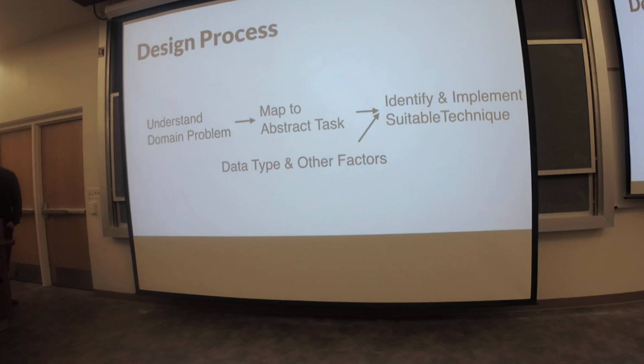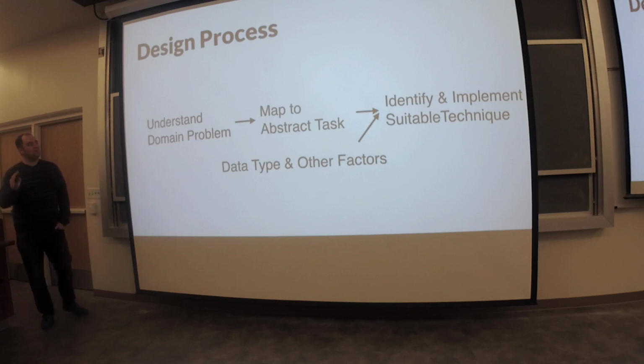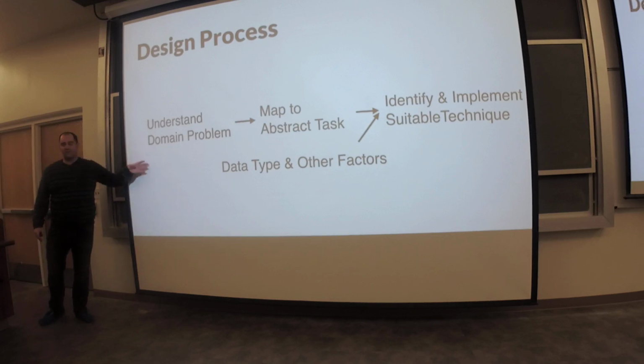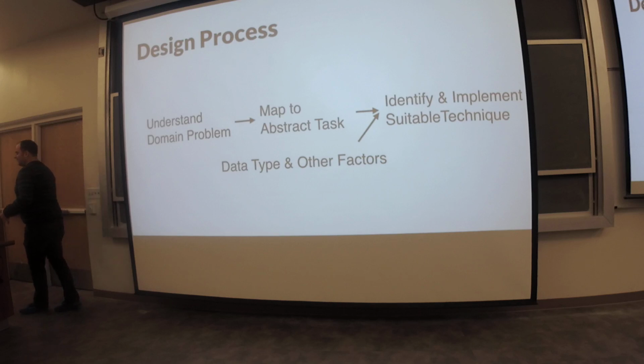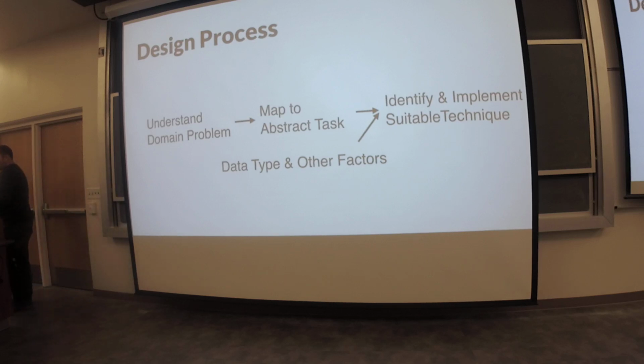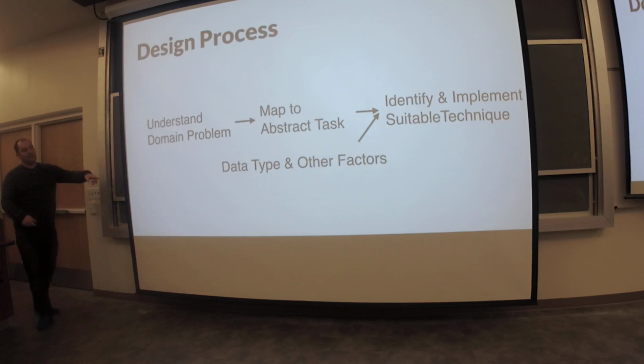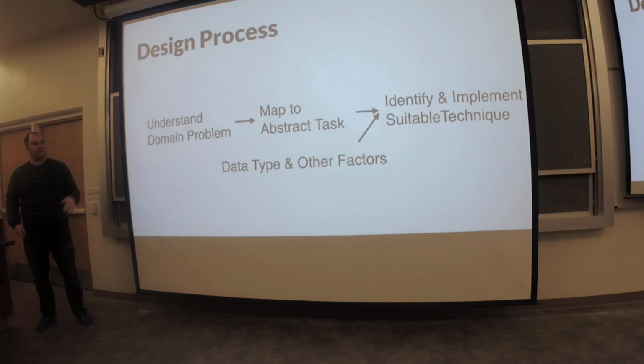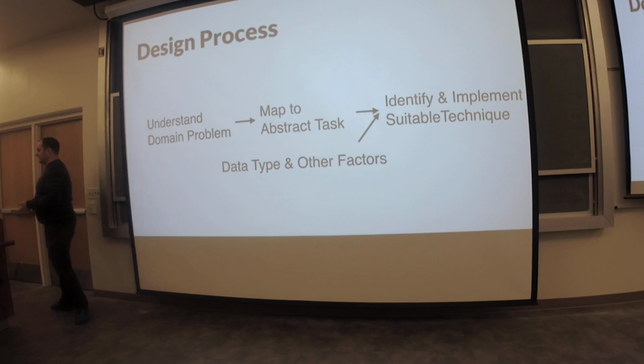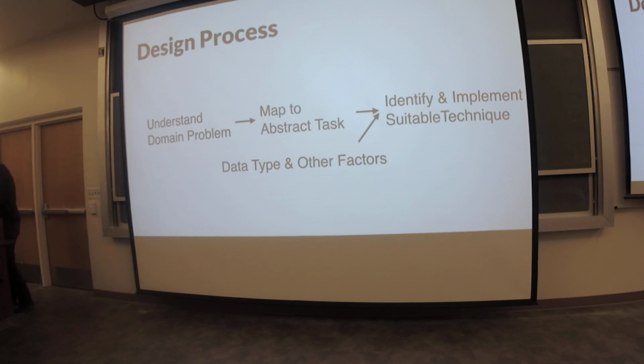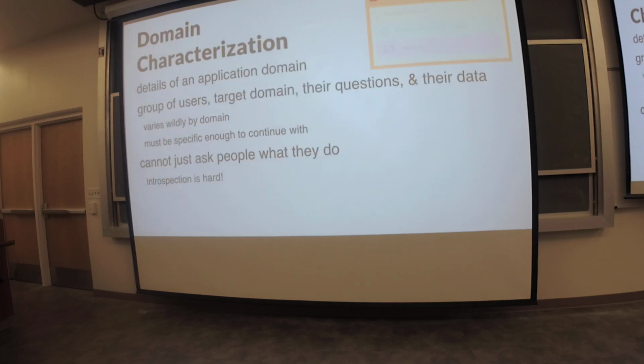So basically, this is the process simplified. What you need to do is understand the domain problem and really understand it, then map it to an abstract task and to an abstract data set. Then you have to consider data type and some other factors that often play a role, and then you can identify and implement a suitable visualization. So that's the four-bullet-point gist of this design process.